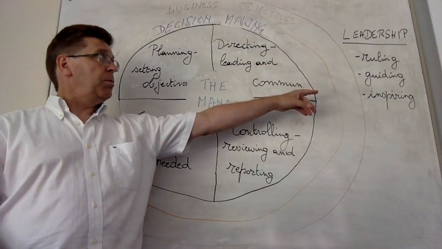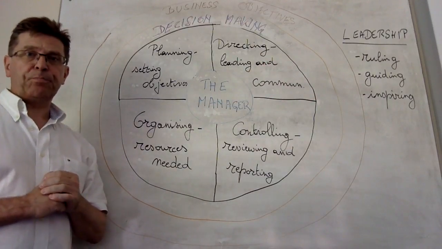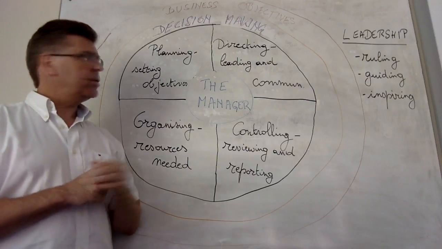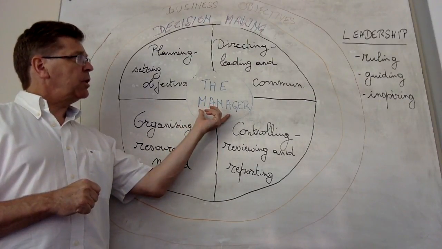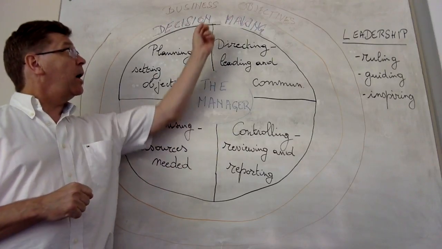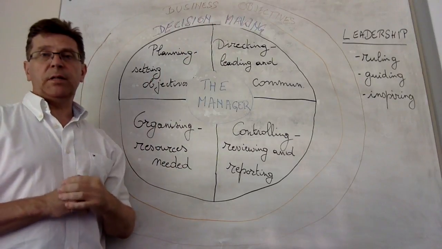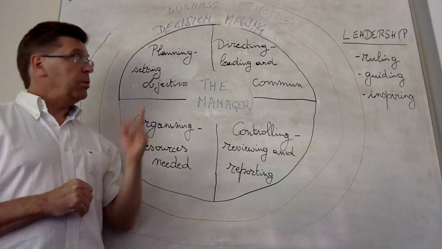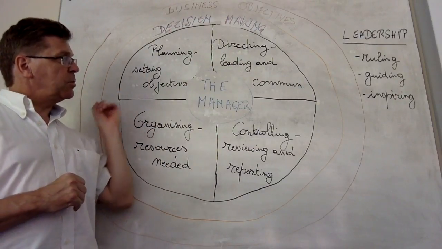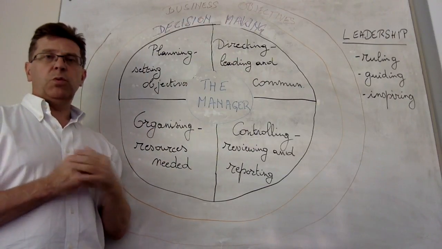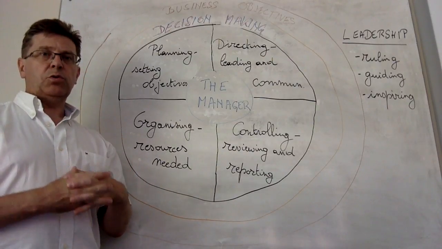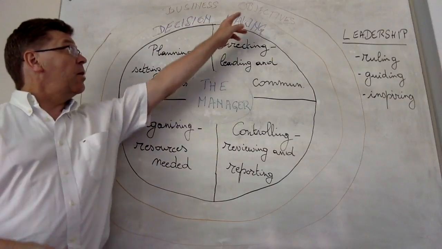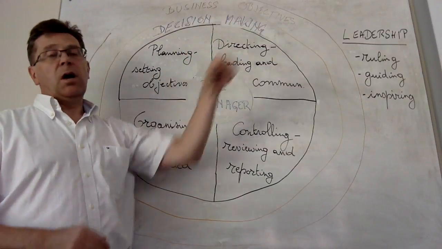What is leadership and how does it differ to management? We're going to talk about management and the role of the manager within the organization. And the last thing we're going to talk about is decision making, because each of the functions of management has something to do with making decisions within an organization in order to prioritize and make sure that business objectives are being met.